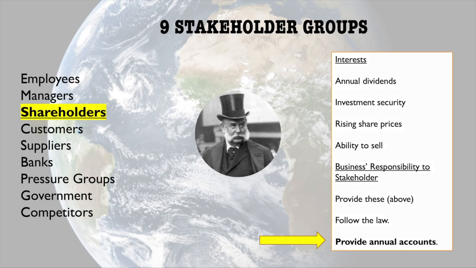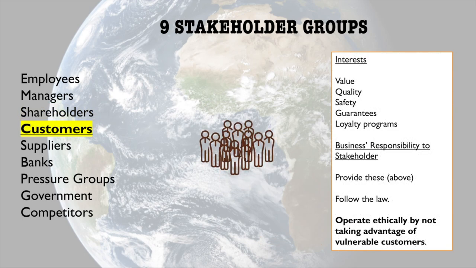Let's talk about the next one, customers. It's pretty natural to understand what customers want. We are all customers, and we want value, quality, safety. We don't want to buy dangerous products that will break and cost too much money, clearly. And we have a responsibility to this group as a business. In the same way, follow the law, provide what people want, but also operate ethically by not taking advantage of vulnerable customers. Now, what do we mean by that exactly?